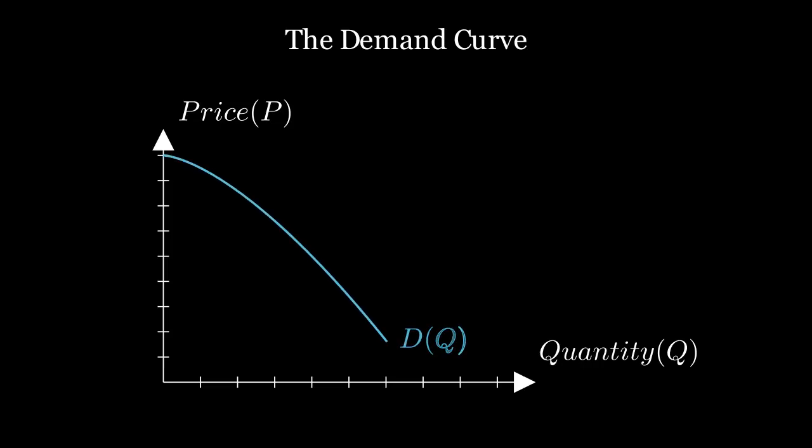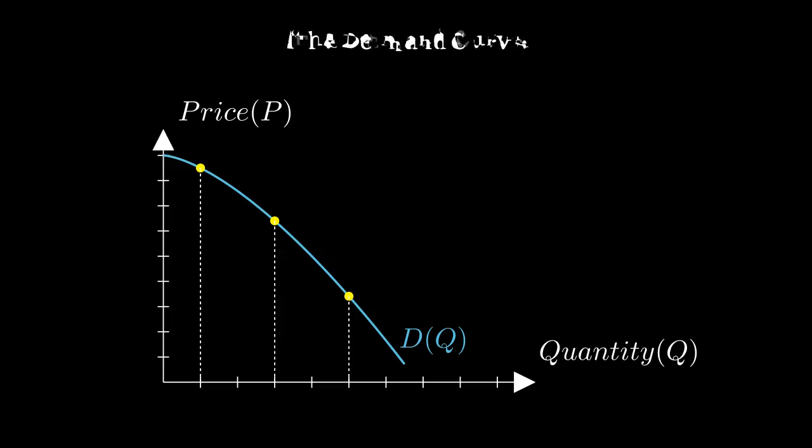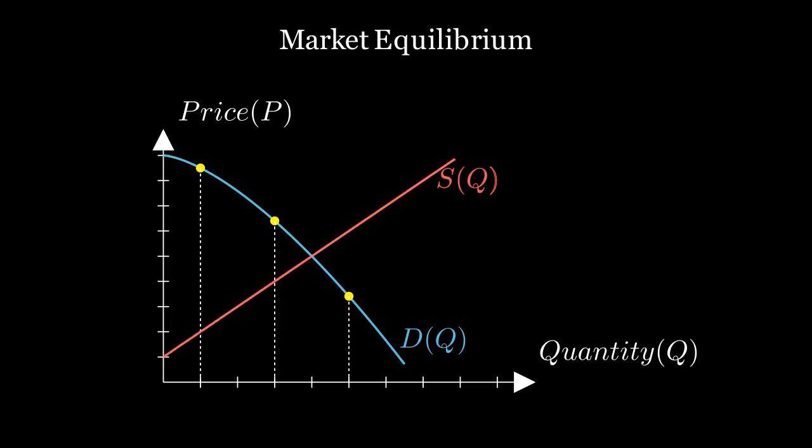In economic theory, the demand curve D of Q represents the maximum price consumers are willing to pay for each additional unit of a good. This is known as the willingness to pay, or WTP. According to the law of demand, as the quantity increases, the marginal utility of each additional unit usually decreases, causing the curve to slope downwards. We can represent this as a function P equals f of Q, where P is the price and Q is the quantity.